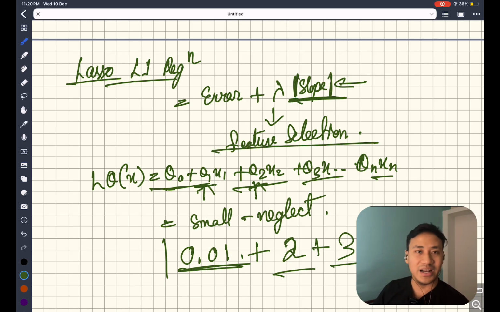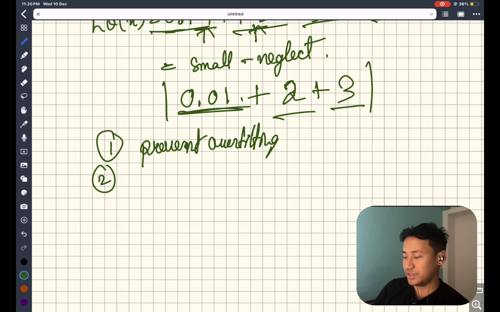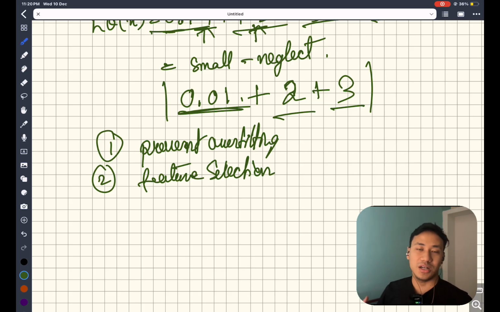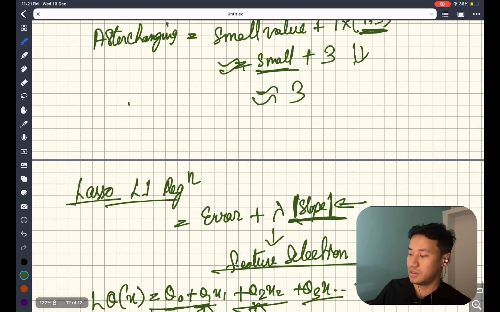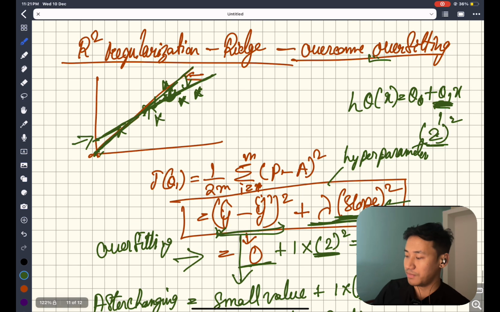So ridge and lasso help us to prevent overfitting, and second, lasso helps us to do feature selection. This is very important from the interview point of view, they will ask you how ridge and lasso help us. Ridge helps us to prevent overfitting and lasso helps us to do feature selection. There might be n features, and you need to decide which one is important and which one to keep. So what is the formula? The formula is error plus lambda of slope mode. In ridge it was lambda of slope square.